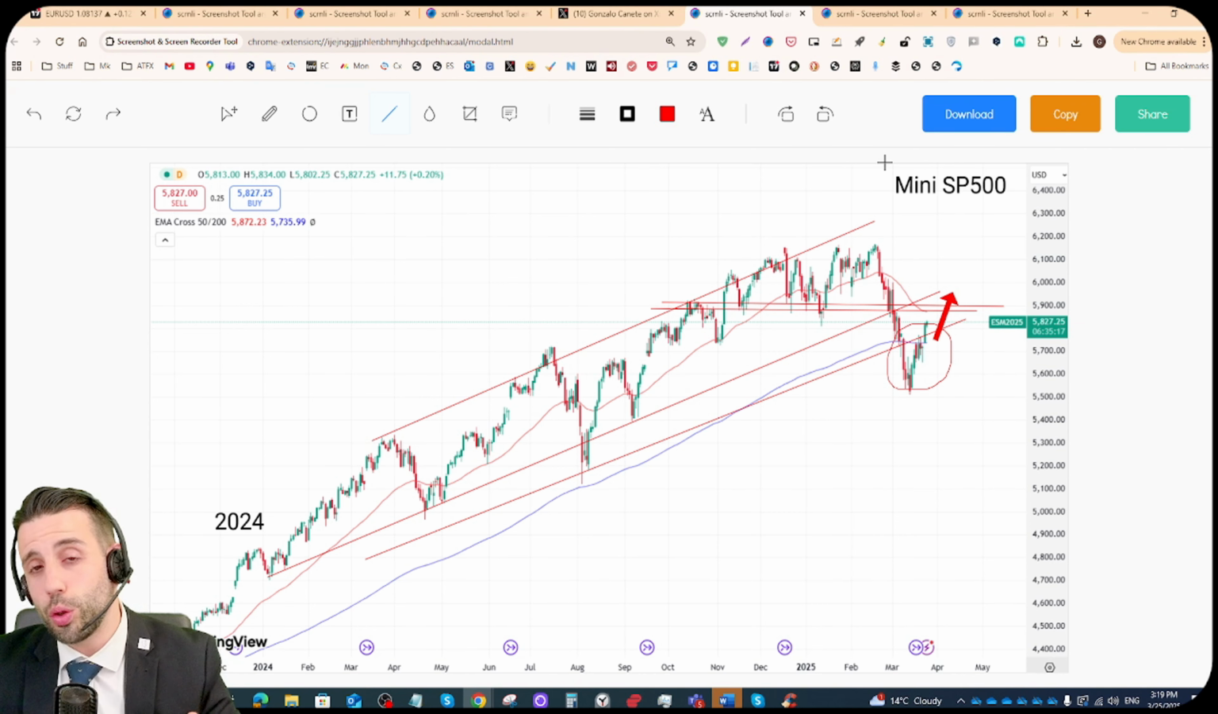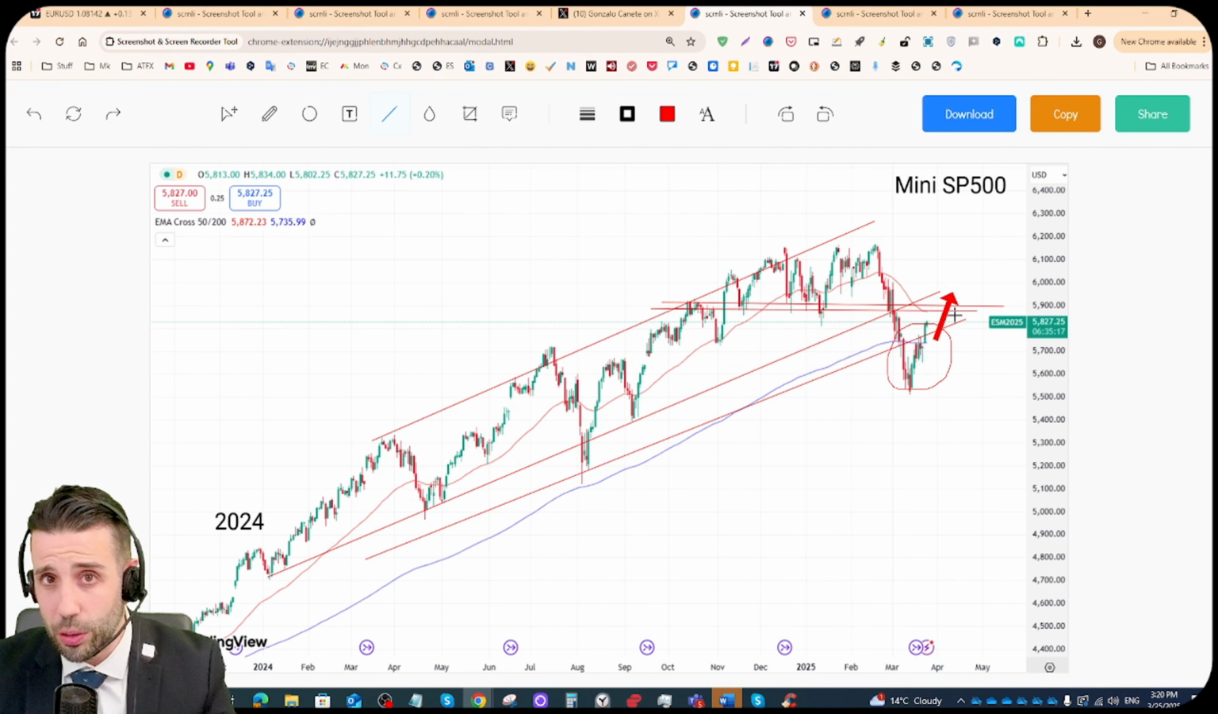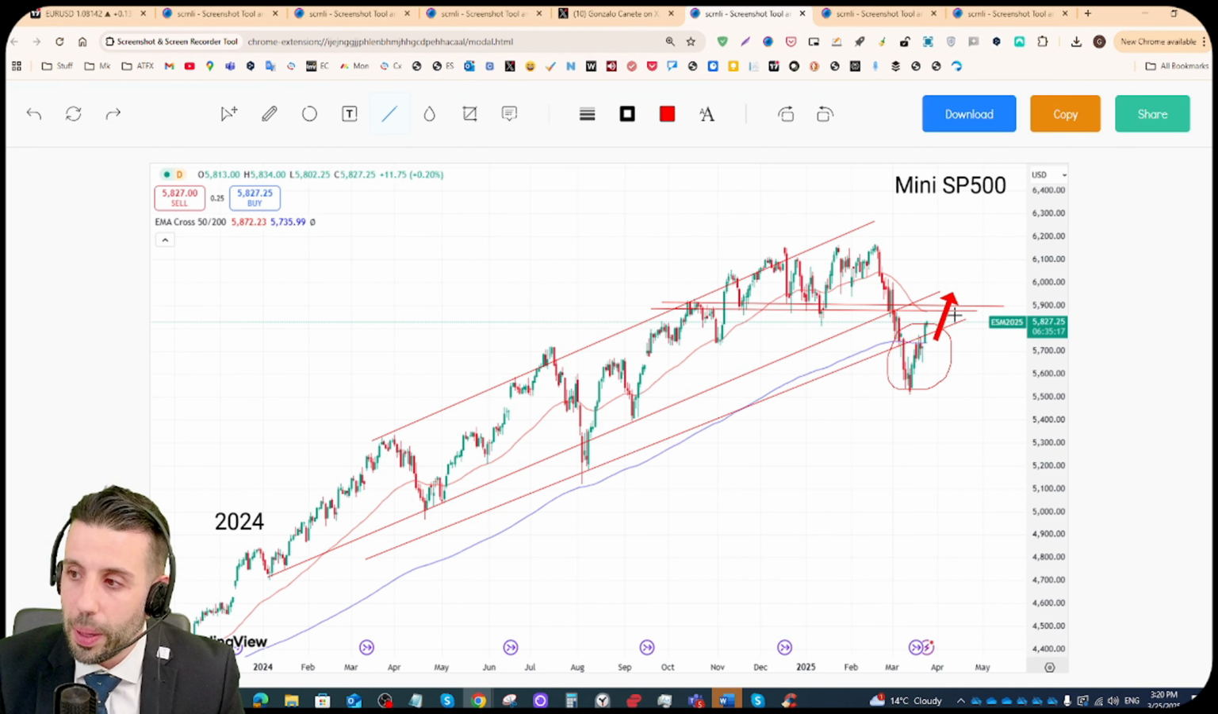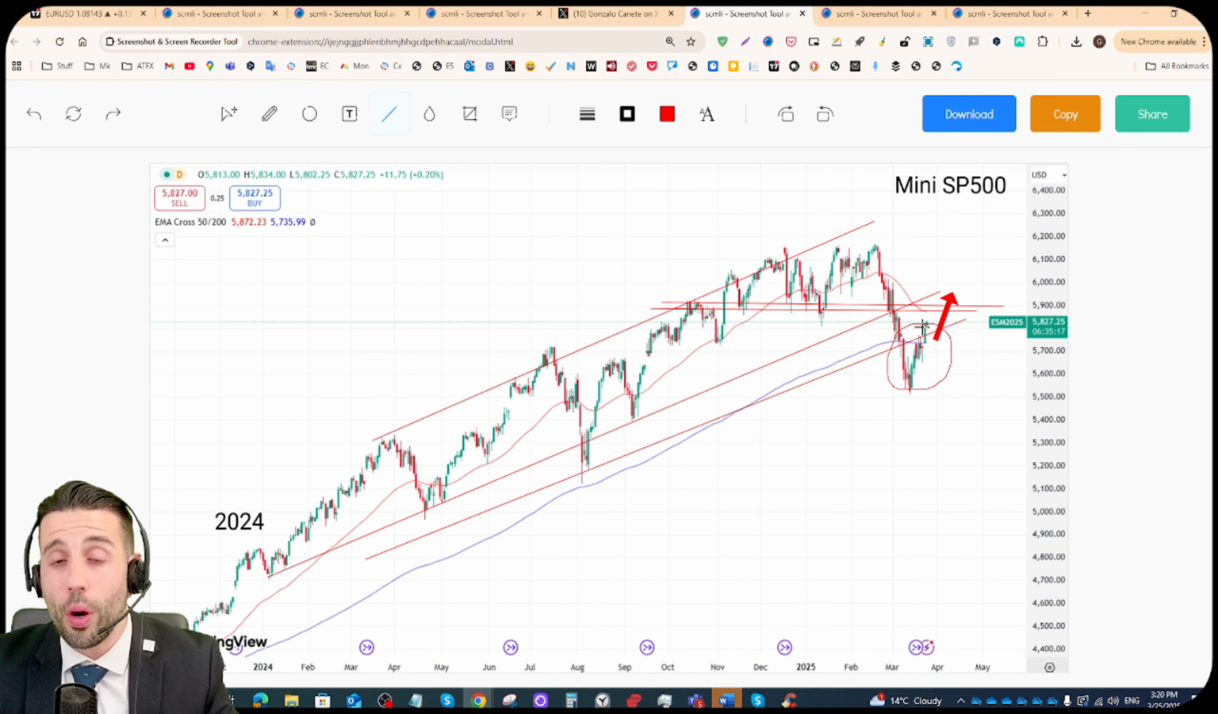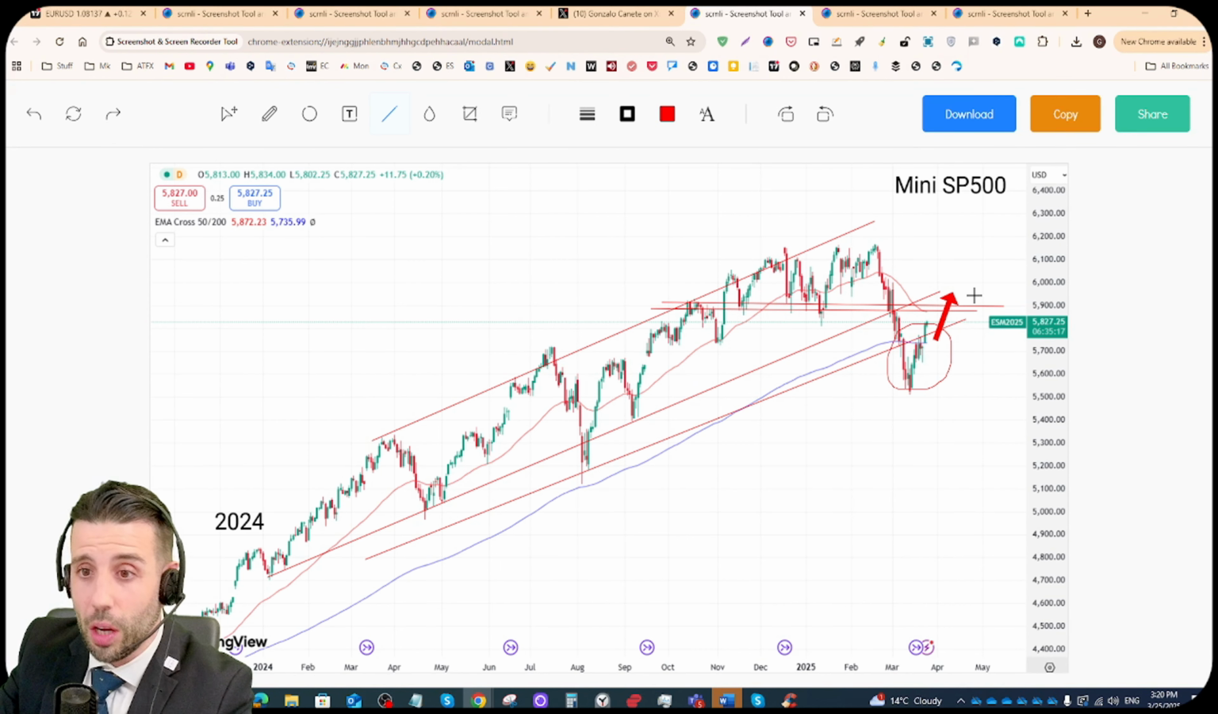So therefore, if we see the S&P 500 getting close to 5,900 points, it is a red flag because we have a new resistance area. And therefore, if the PCE inflation is above expectations, that is probably going to be a turning point for the market, dropping again below 5,900 points.